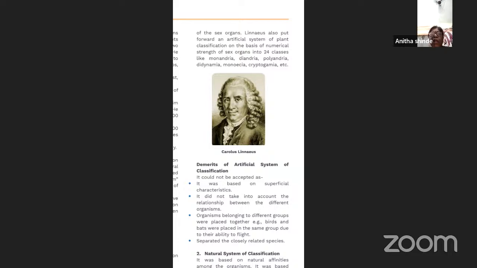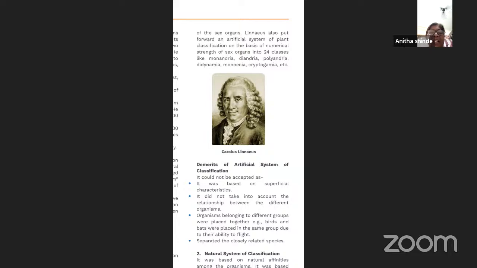So that is the reason why we cannot consider such type of classification. This artificial system of classification was actually superficial. Only the superficial characteristics were taken into consideration. That is the reason why this theory was not accepted by the scientists. So this theory was disregarded.